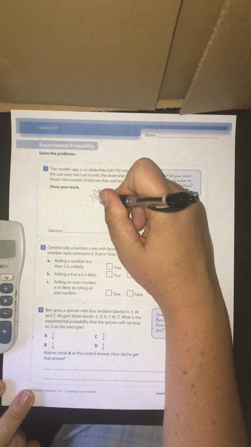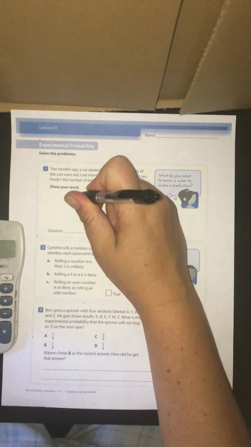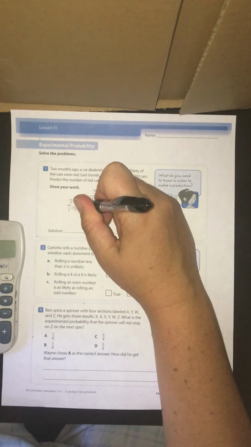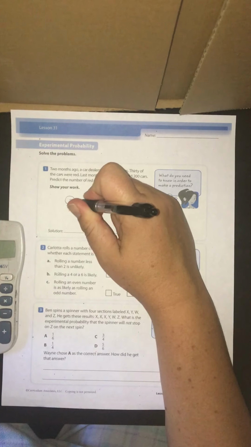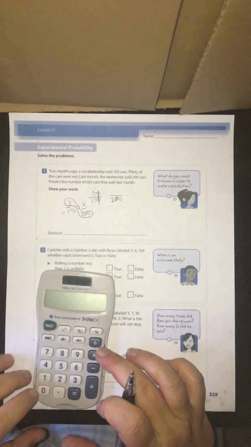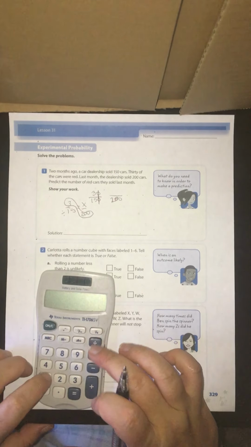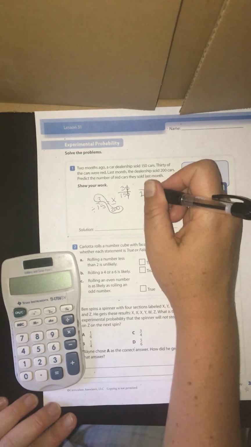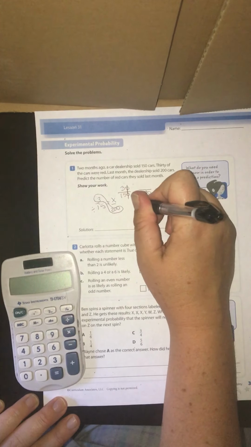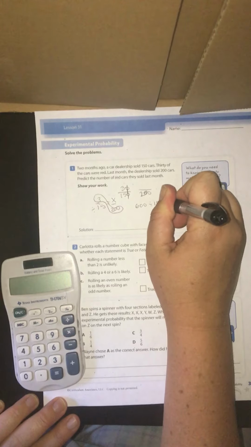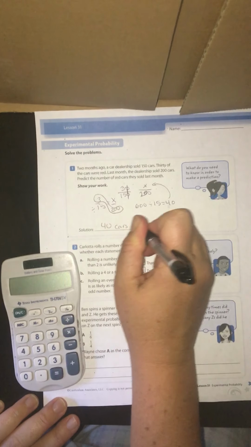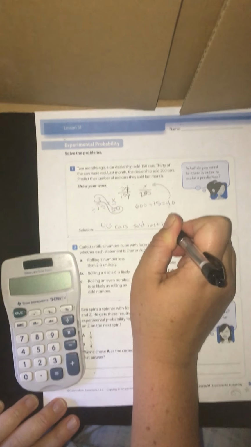So I'm already going to take out these zeros because really the probability here is 3 out of 15. And then it's x over 200. This will be an easier multiplication and division problem because I can do 200 times 3, and then divided by 15. And I got 40. So 600 divided by 15 equals 40. 40 cars sold last month.